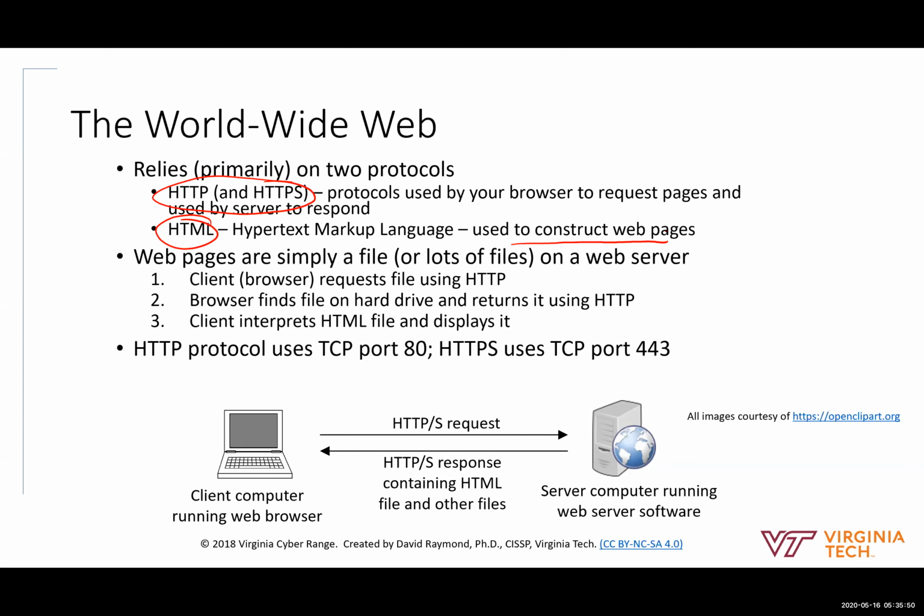So web pages are simply files on a web server, right? Or files that are generated on the fly by the web server. So the client requests a file using HTTP, the server finds the file and returns it using HTTP, and then the client interprets the HTML in that file and displays it. HTTP uses TCP port 80, HTTPS uses TCP port 443. But it's this client request and response process, typical client server.